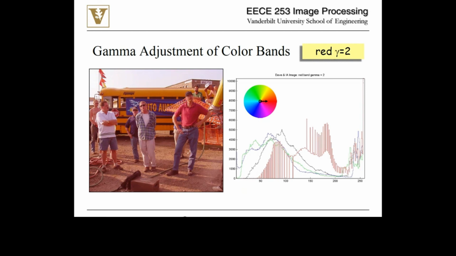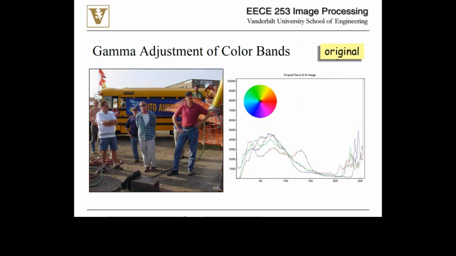So this area is increasing the contrast. This area is reducing the contrast. So that is why we have these spikes. And now the image becomes a bit more red. Okay. So somehow we are moving in that direction.